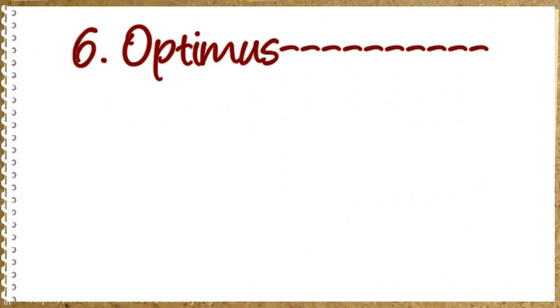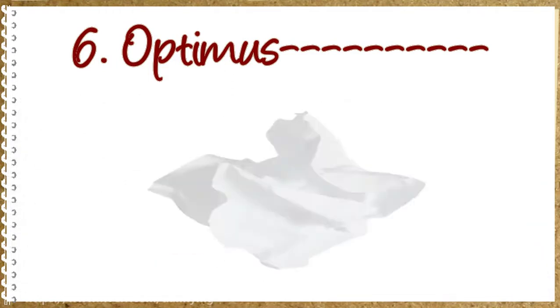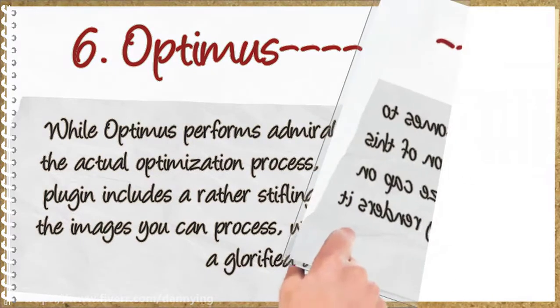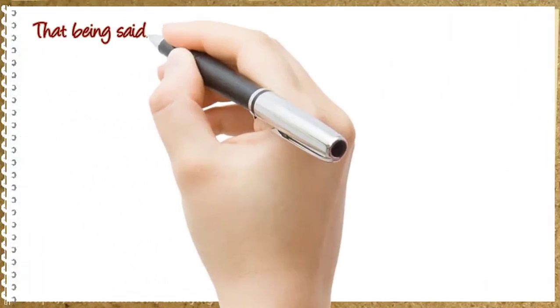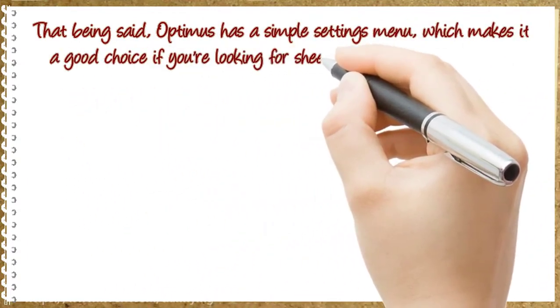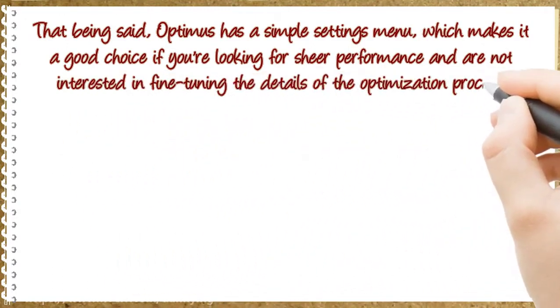6. Optimus. While Optimus performs admirably when it comes to the actual optimization process, the free version of this plugin includes a rather stifling 100 KB file size cap on the images you can process, which essentially renders it a glorified demo. That being said, Optimus has a simple settings menu, which makes it a good choice if you're looking for sheer performance and are not interested in fine-tuning the details of the optimization process.